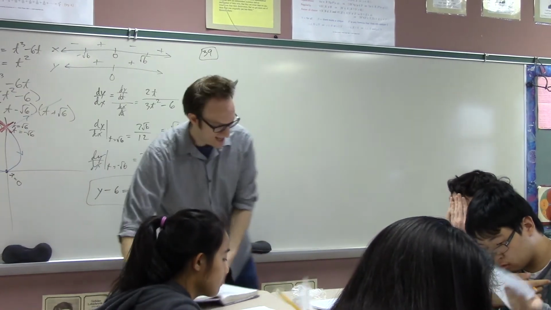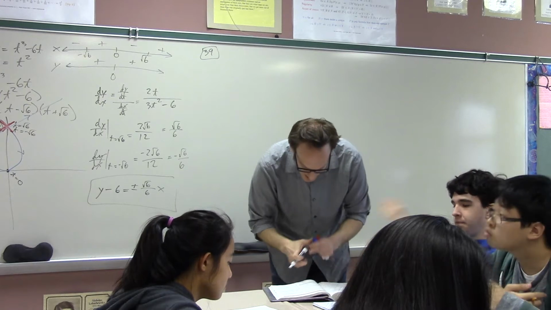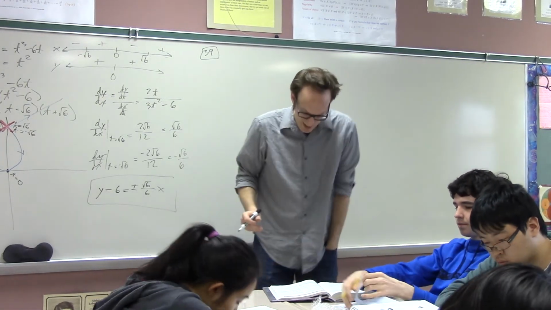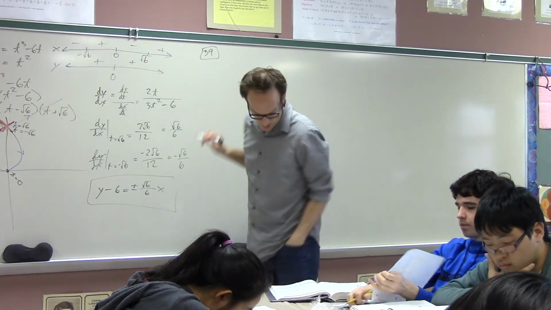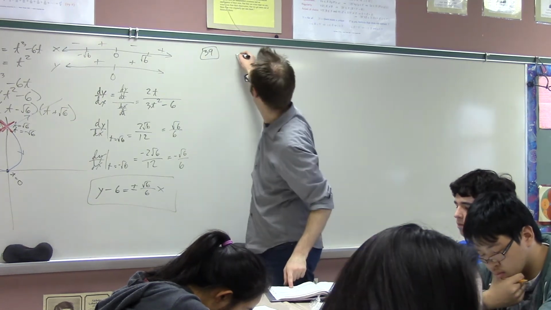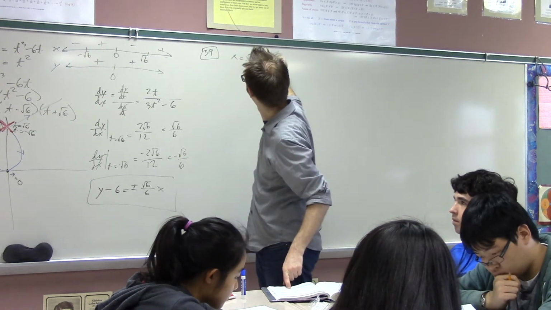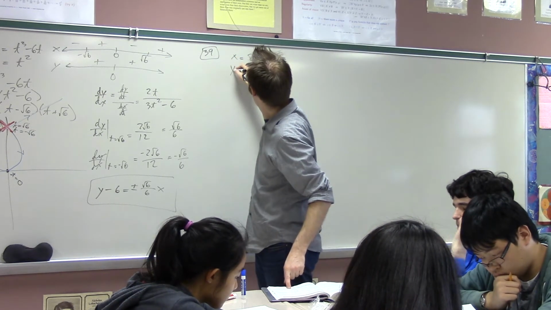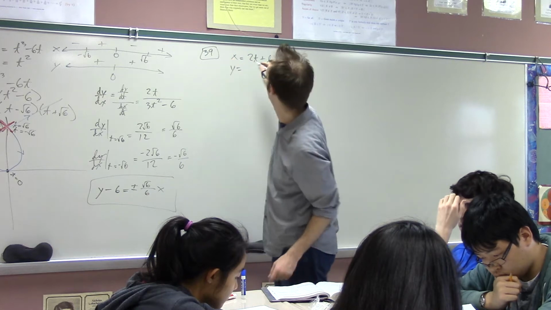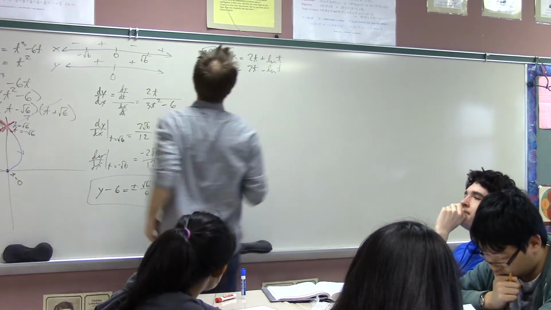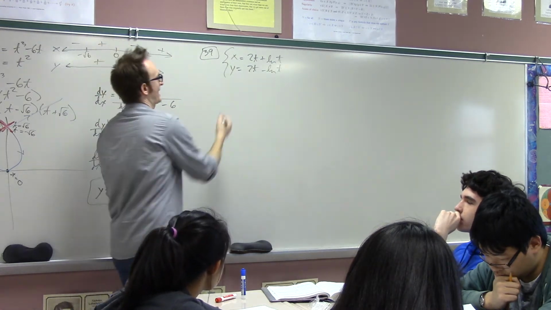39 says, determine the intervals on which the curve is concave downward or concave upward. So here the curve is x equals 2t plus ln t, and y is 2t minus ln t. So now we just do it, I guess, right?